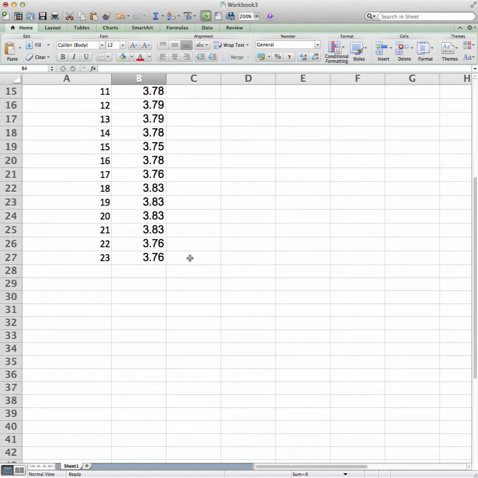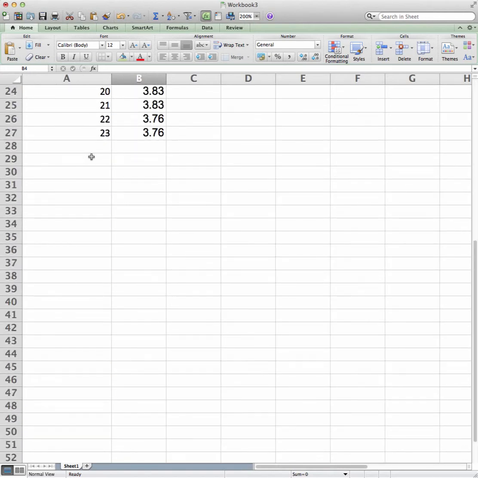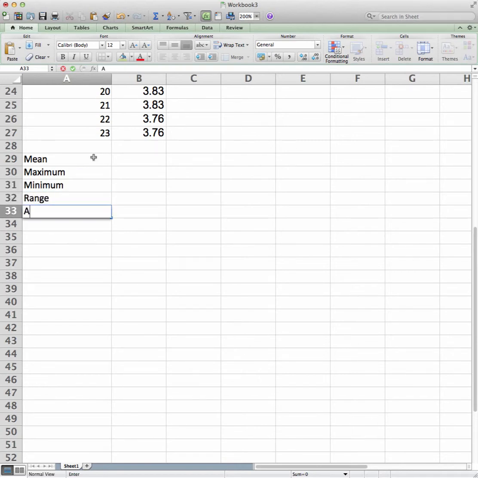All right, so I've got the data like this, and I want to compute a whole bunch of statistics. So down here, the first thing I'm going to do, which makes sense, is the mean. And I would want to find the maximum and the minimum and the range, the absolute uncertainty, and the percent uncertainty, the count, the upper limit based on these statistics, and the lower limit.